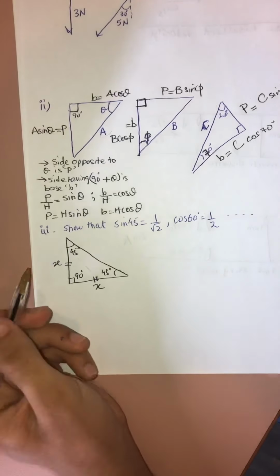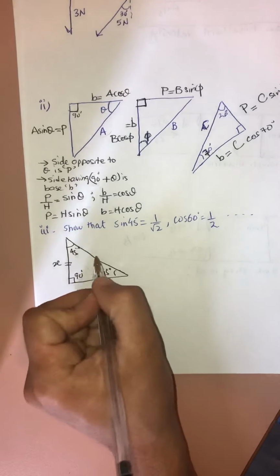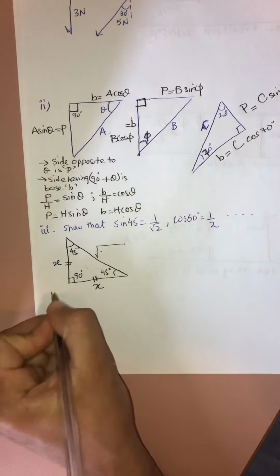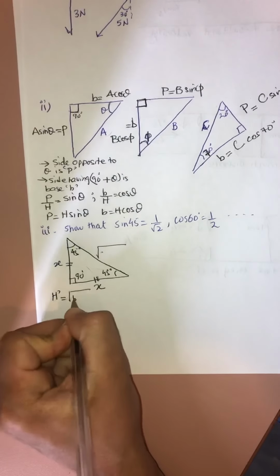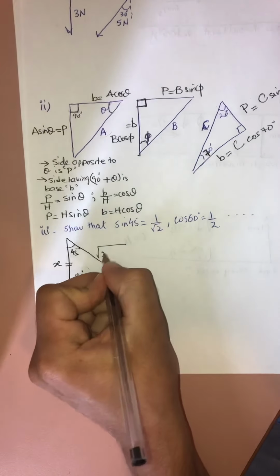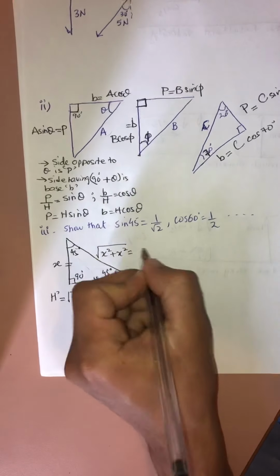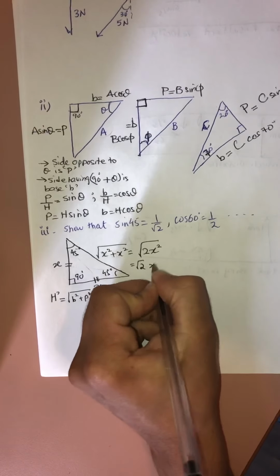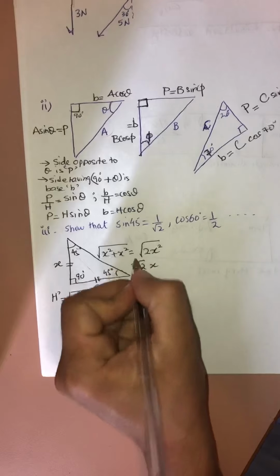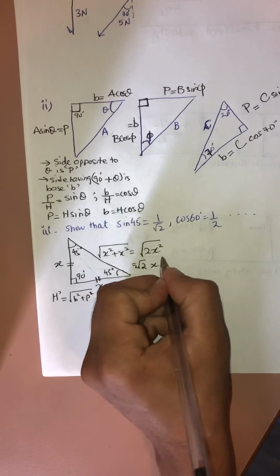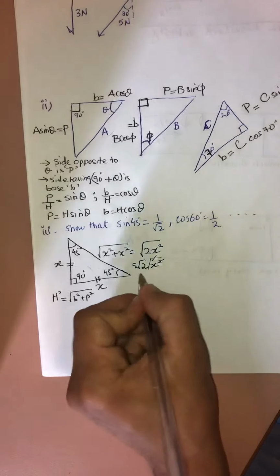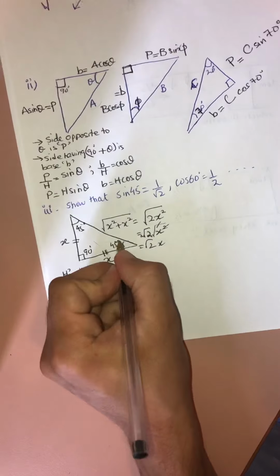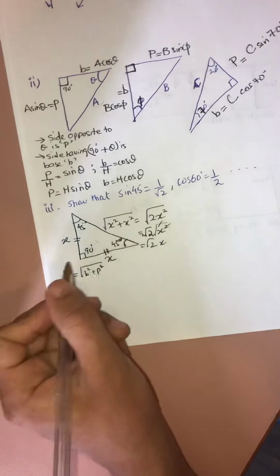So if this is x and this is x, we apply the Pythagoras theorem: hypotenuse is equal to under root of base square plus perpendicular square. So this is x square plus x square, which is under root 2x square, which is under root 2 times x. The under root goes for both 2 and x square, the square cancels out, and you get only under root 2 x.